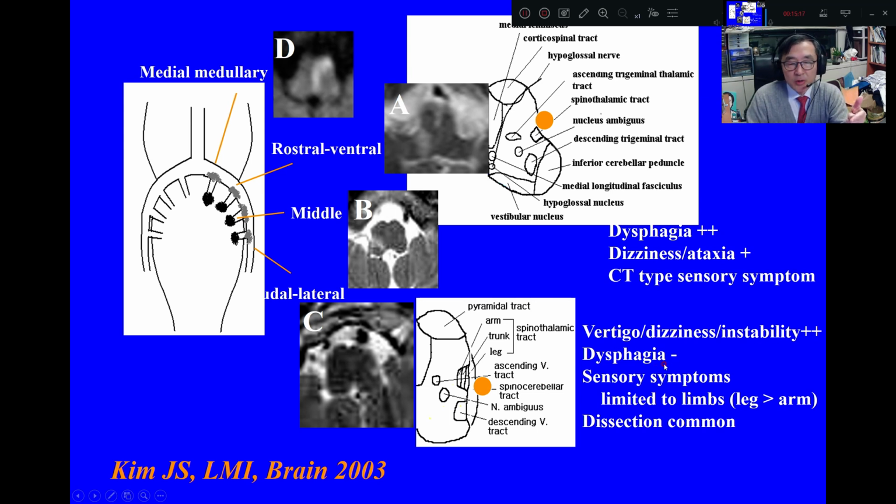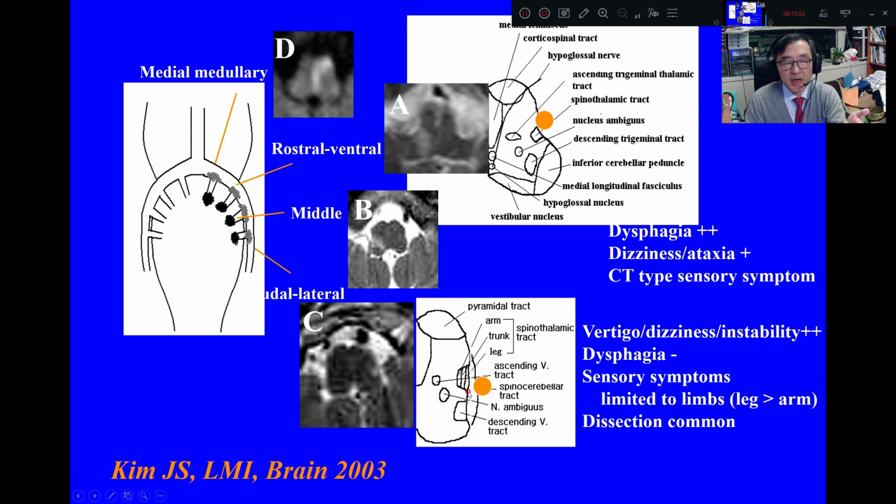But dysphagia is surprisingly rare or non-existent because it rarely involves the deep structure, nucleus ambiguus. And also nucleus ambiguus is a vertically long structure, and only the upper portion of the nucleus ambiguus is involved in soft palate movement. So even if there is a large lesion here, dysphagia is usually minor. And because the lesions are very superficial, sometimes sensory symptoms are very limited to the leg or some lower part of the body.